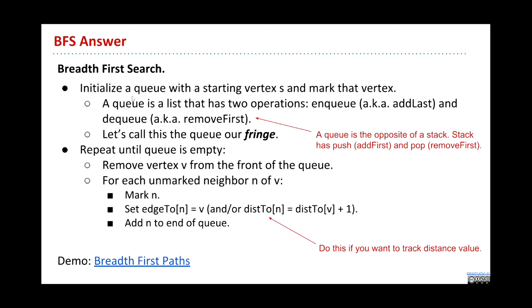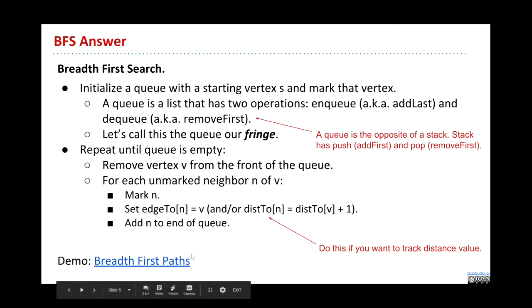Now, you don't have to use a queue. You can use an array list, or you can use a double-ended queue from Project 1A. I'm just using the simplest possible useful data structure. So then what we'll do is we'll repeat until the queue is empty. We'll take a vertex from the front of the queue, and then for every unmarked neighbor of that vertex, we'll do some stuff, and I won't explain what they are until we see a demo.